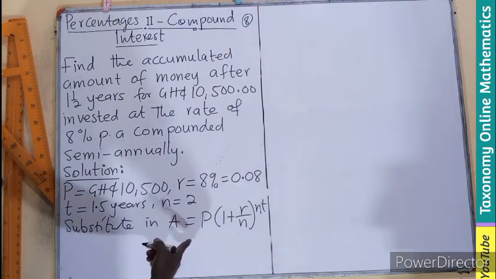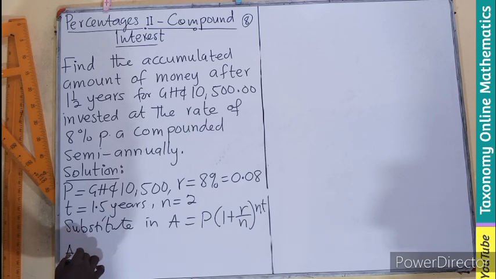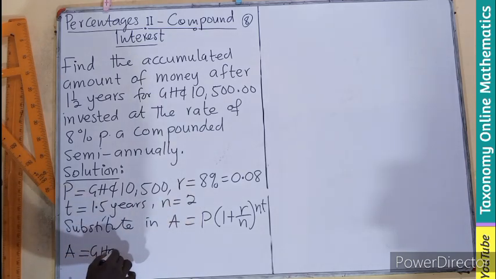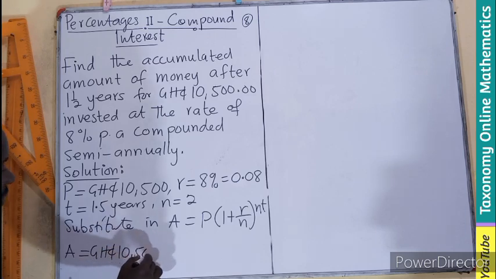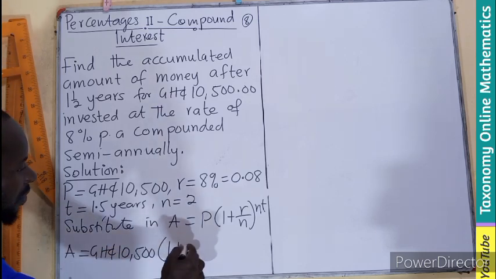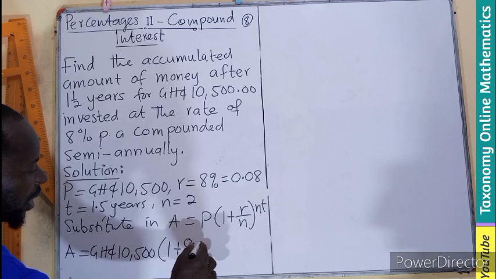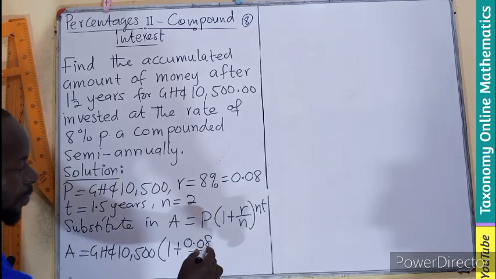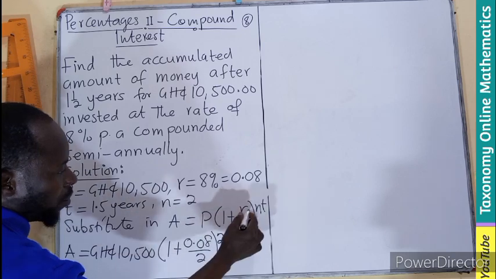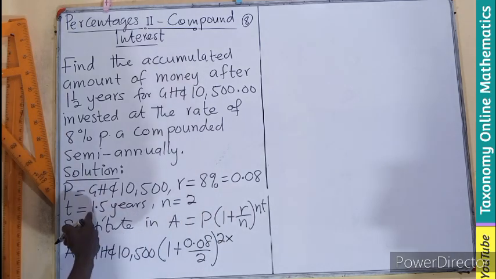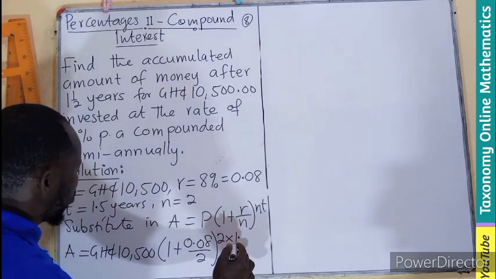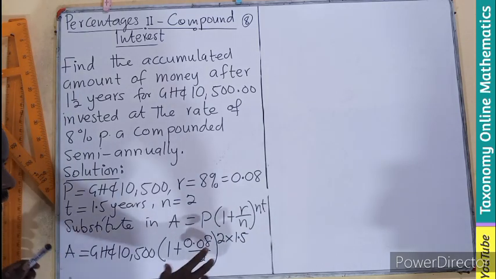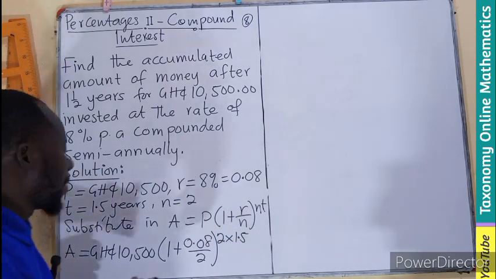So what do we do? We substitute, right? So amount to be calculated as principal 10,500 multiplying 1 plus rate, which is 0.08 divided by 2, the n, the number of times. And that n will multiply the time. How many times are we doing that? 1.5. So what do we do? Let's simplify the top here.